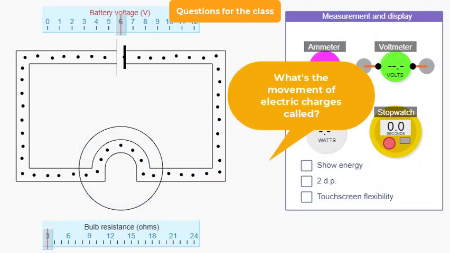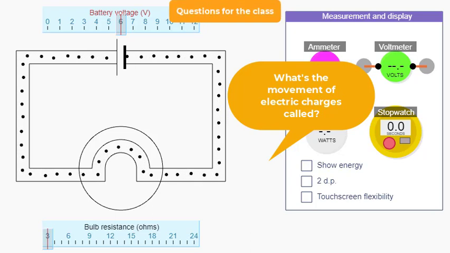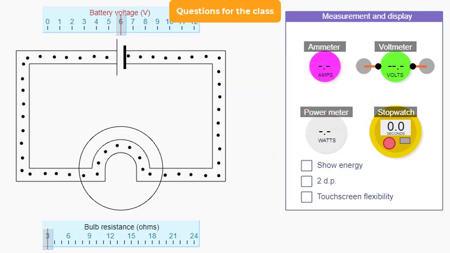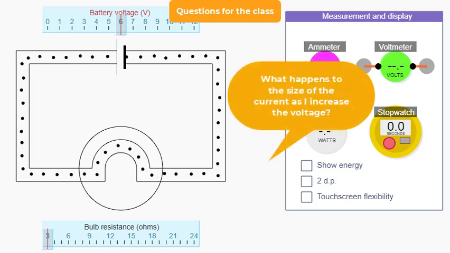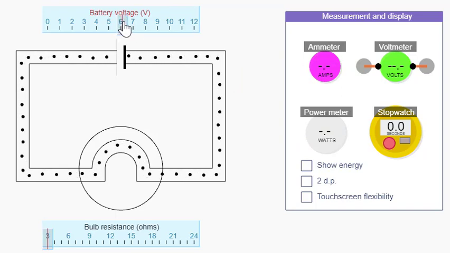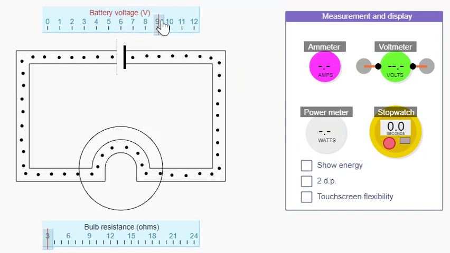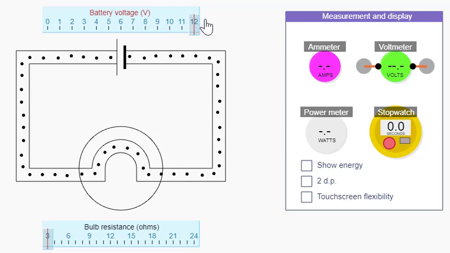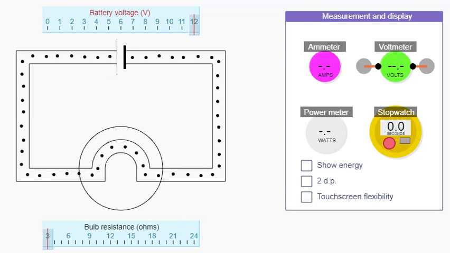So what's this movement of electric charges called? It's an electric current. What happens to the size of the current as I increase the voltage? Let's see. The current gets bigger. And how can we tell this from our simulation? The black dots move quicker.